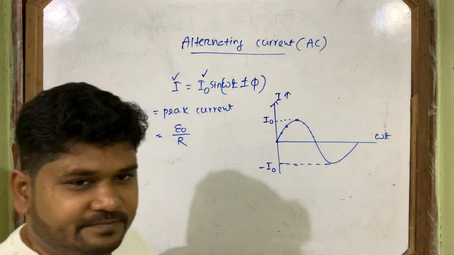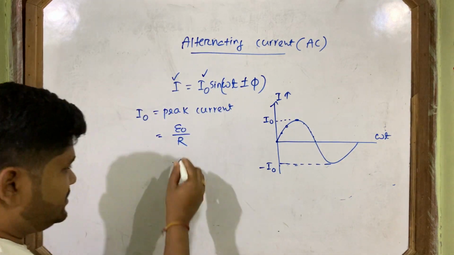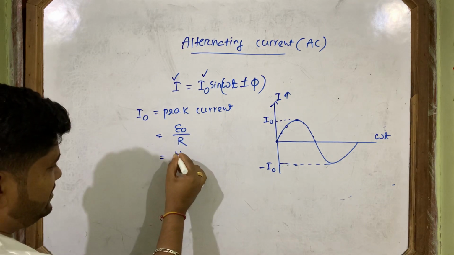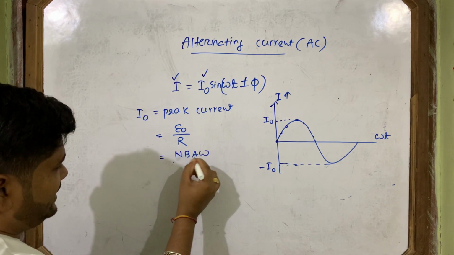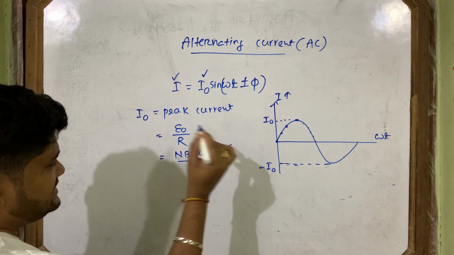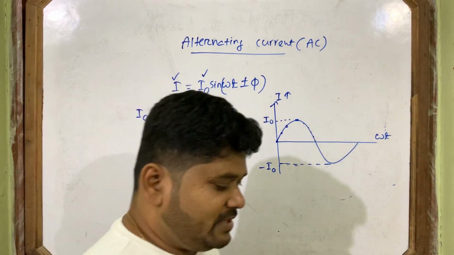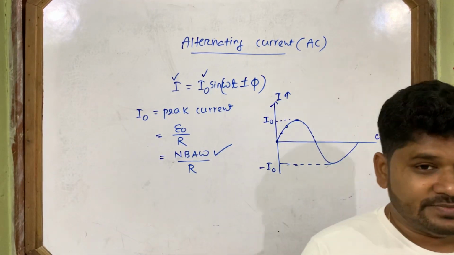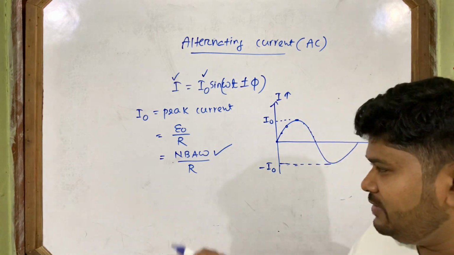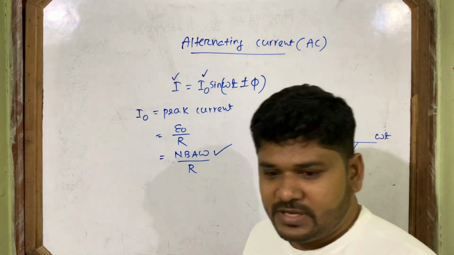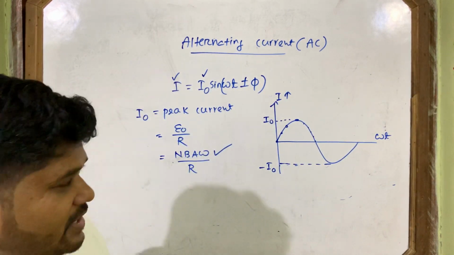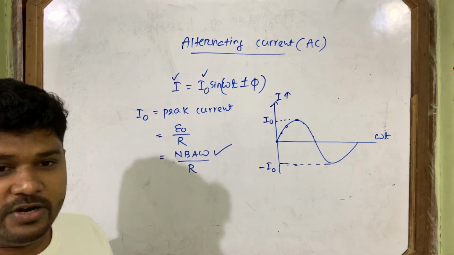This equation also, you know, E naught by R, or E naught is what? NBA omega in an AC generator. In the previous lecture I have told you. NBA omega by R. So this is the peak current. So now you got the information about I naught.